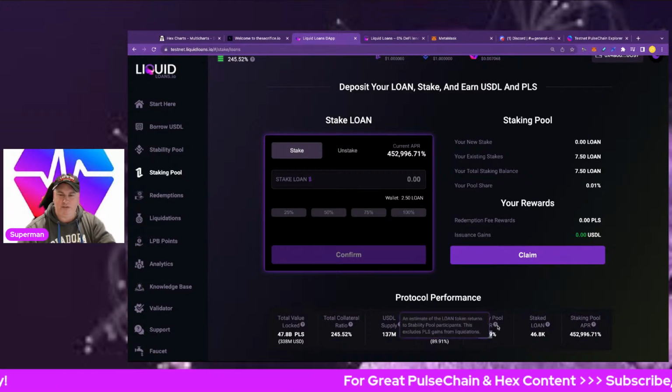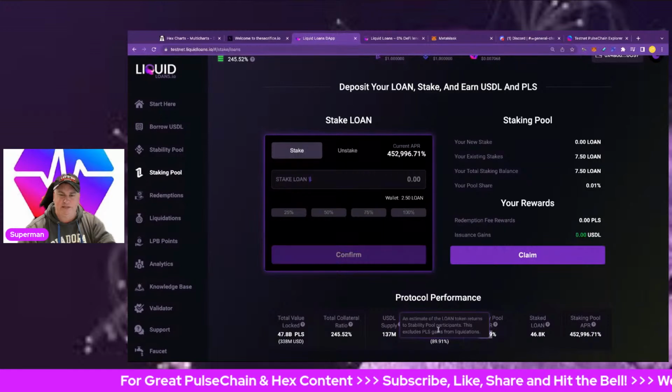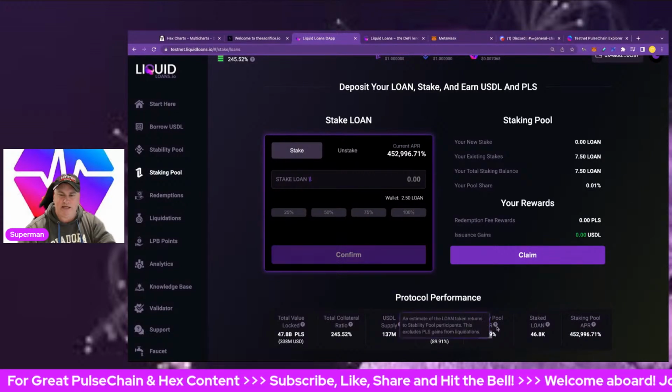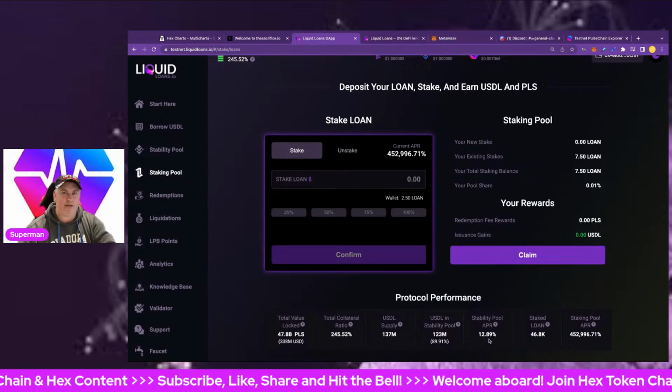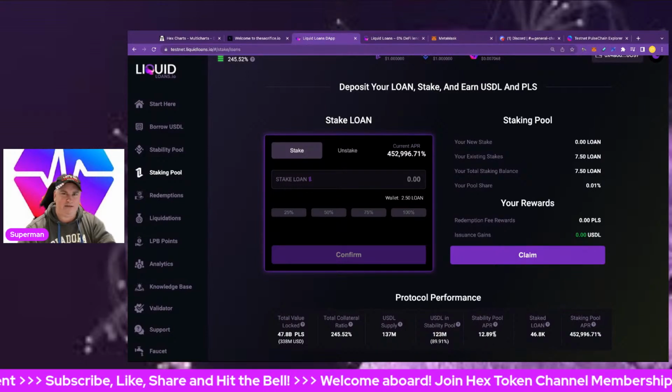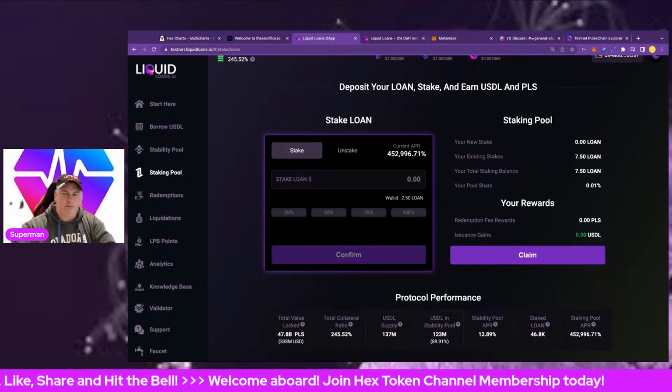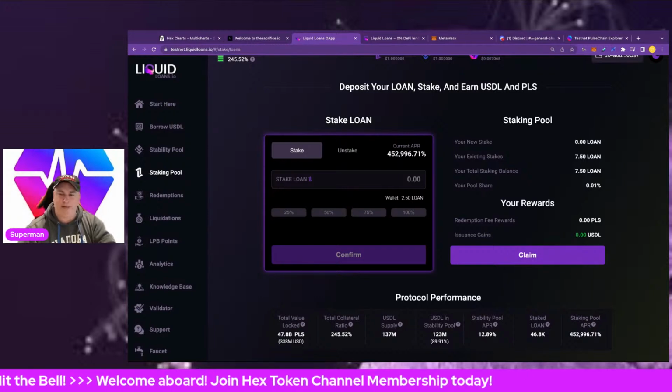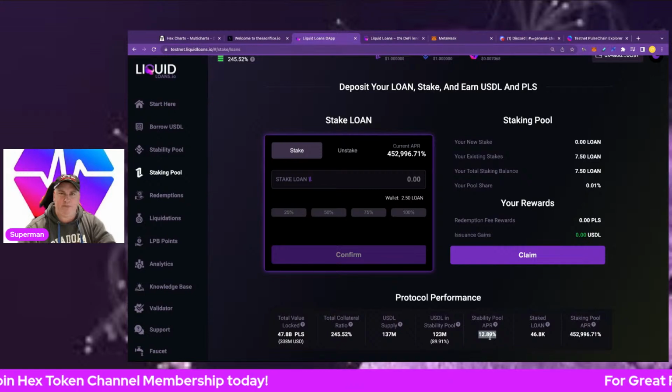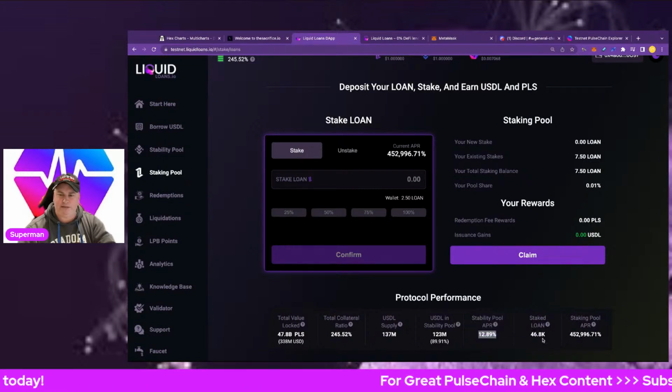Stability pool, of course, is an estimate of the loan token returns to stability pool participants. This includes PLS gains from liquidations, and of course, that's 12.89% on here. So it's going to start very high probably, depending on the volume going through, but we'll probably end up with maybe 20-30%, something like that. That's my guess.